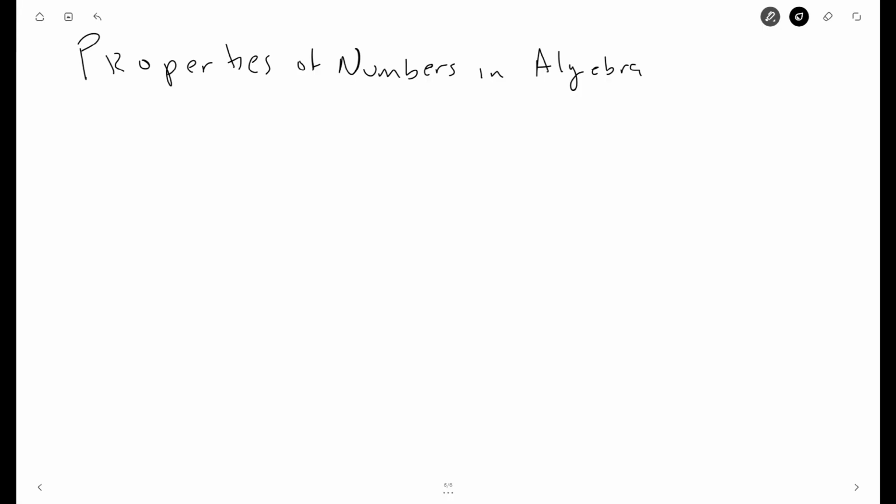Understanding the properties of numbers is fundamental to mastering algebra. These properties form the building blocks of algebraic operations and help simplify expressions and solve equations. Here's a detailed look at some of the key properties we're going to be looking at.